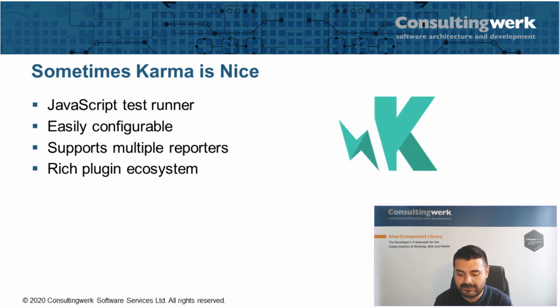So you could have your test results reported as JUnit, XUnit, HTML, whatever you prefer, and also any combination of those. And there's also a very rich plugin ecosystem, so you can just plug various things into the Karma test runner, and we're going to see how we can make use of that for some pretty neat functionality.